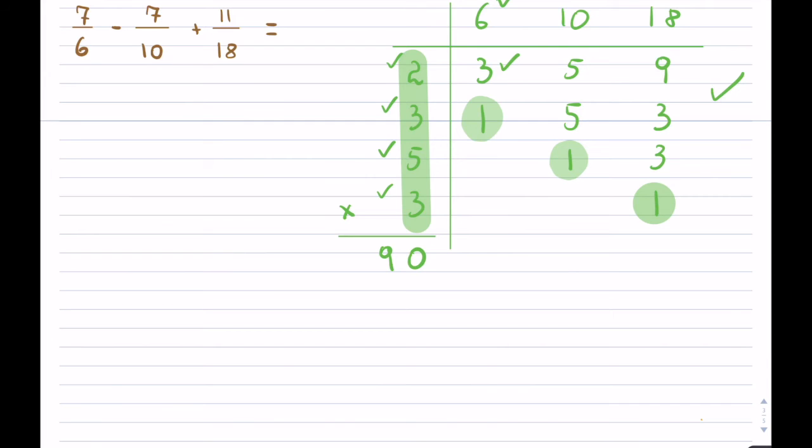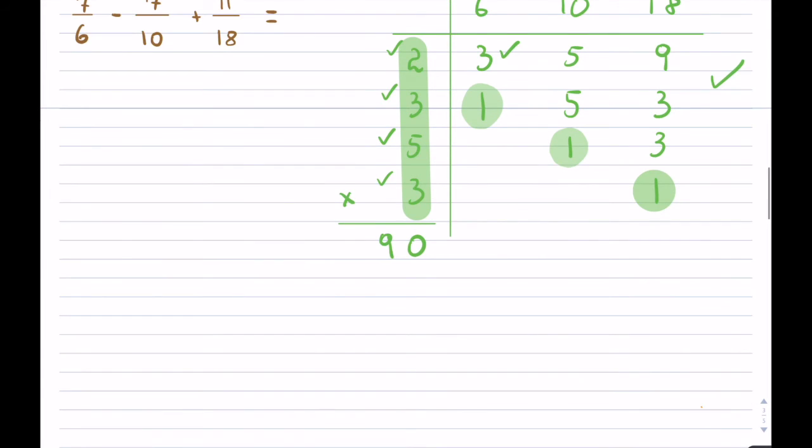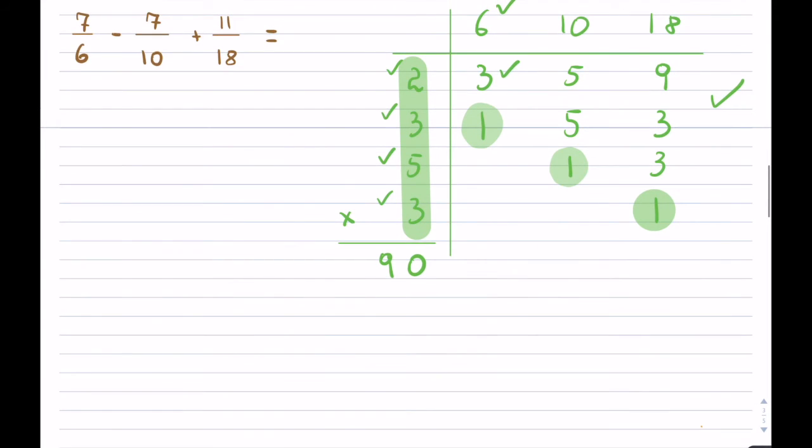Now that we know our denominator, we can break this down. So here we go. We'll put the denominator as 90 for all 3 of the fractions. And so now we're going to take a look. So 6 goes into 90, and we can check how many times it goes. So it goes actually 15 times. So we're going to multiply this by 15.